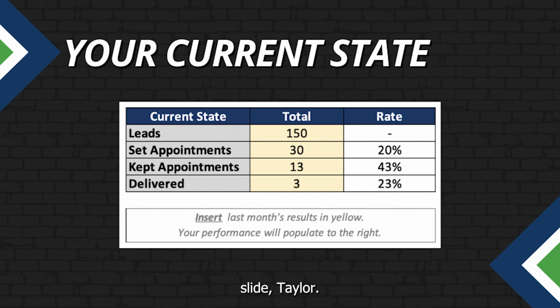Let's go one more slide, Taylor. So the first thing, this is a blow up of the box that's on the far left of your workbook. And I'm going to use some information from our current state, right? These are the percentages that we just showed. You can see that on the screen. 150 leads, 30 set appointments, 13 kept, and 3 delivered. Normally on the right, you'd see 20, 45, and 25, but obviously the rounding and so forth, these are the percentages that result from this data.